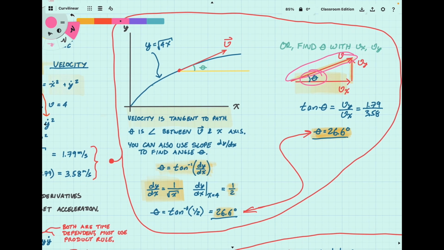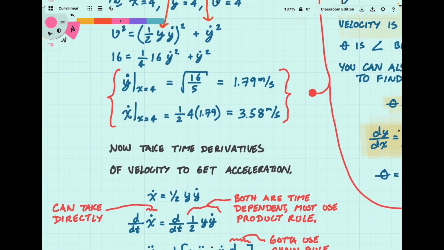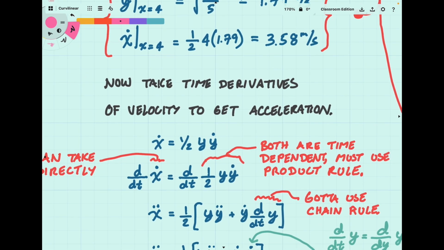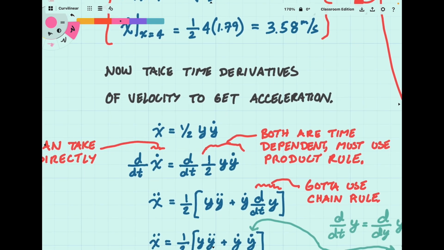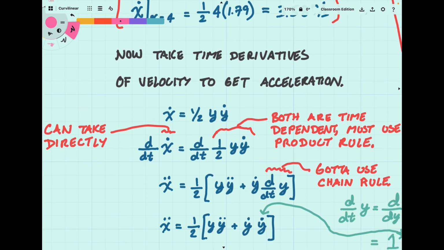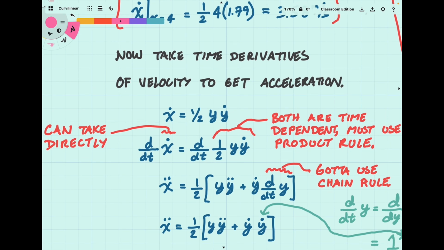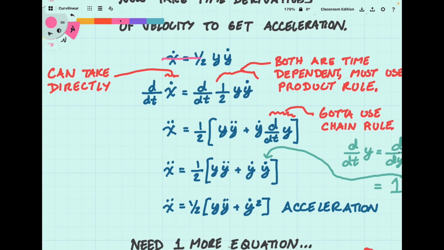So anyhow, we'll go back to where we were. Now we're taking the time derivatives of velocity to get acceleration. And here's where the calculus gets just slightly more involved. Still nothing crazy, but basically we're still applying the chain rule. In this case, there's a few things going on. First off, I've got the velocity equation there at the top.